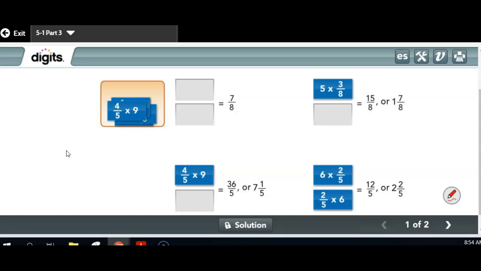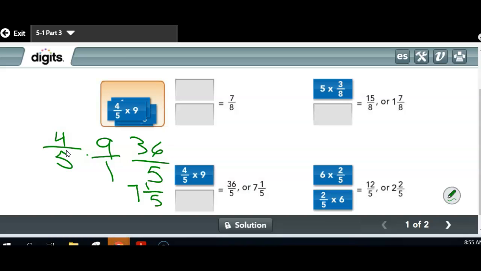I'm going to solve this one to show you. 4/5 times 9/1. 4 times 9 is 36. 5 times 1 is 5. 5 goes into 36 7 times. That's 35. Means we have 1 left over. 7 1/5. All right, 4/5 times 9 is the same thing. I don't know why it's on there.